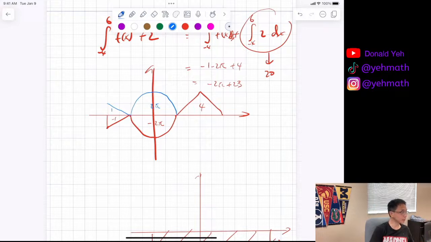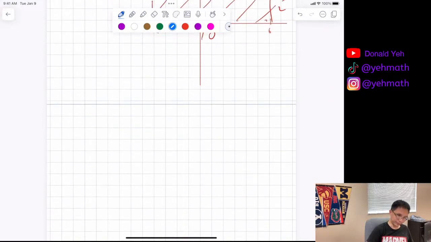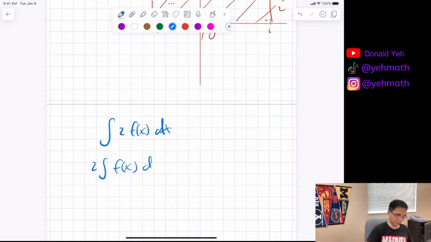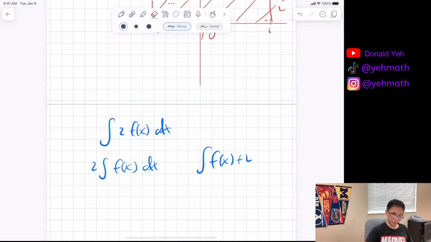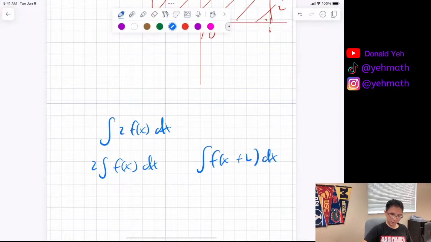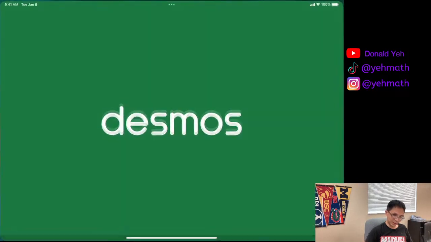What's the difference between f of x plus 2 and 2 times f of x? Okay, say that again. 2 times f of x, like this? Yes. That's just take out a 2. That's a constant being outside, just 2 times whatever the integral is. What else? f of x plus 2, like this? No, this was inside. The 2 is inside. That means the graph is shifted to the left.